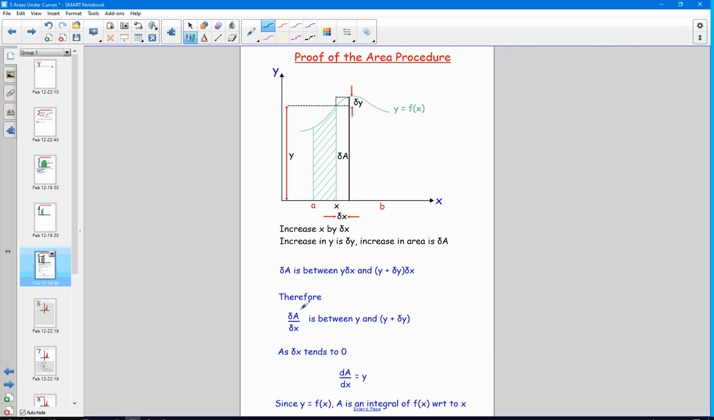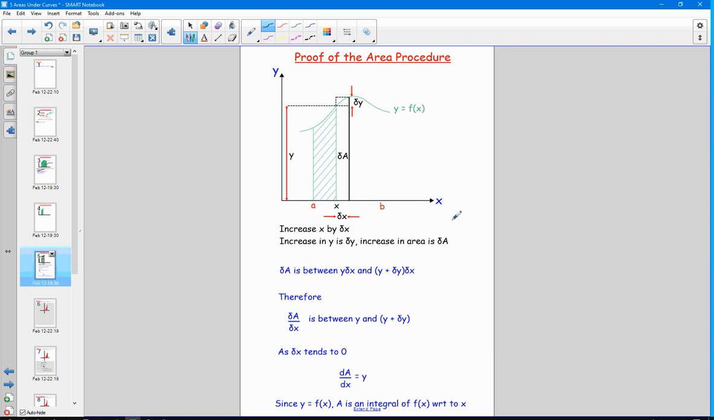So therefore the change in area is somewhere between y and y plus delta y if delta x is very, very small. So as delta x tends or approaches 0, so it's a very, very narrow strip, then the area approaches y. So integrating this function f of x will give us the area if we integrate with respect to x.